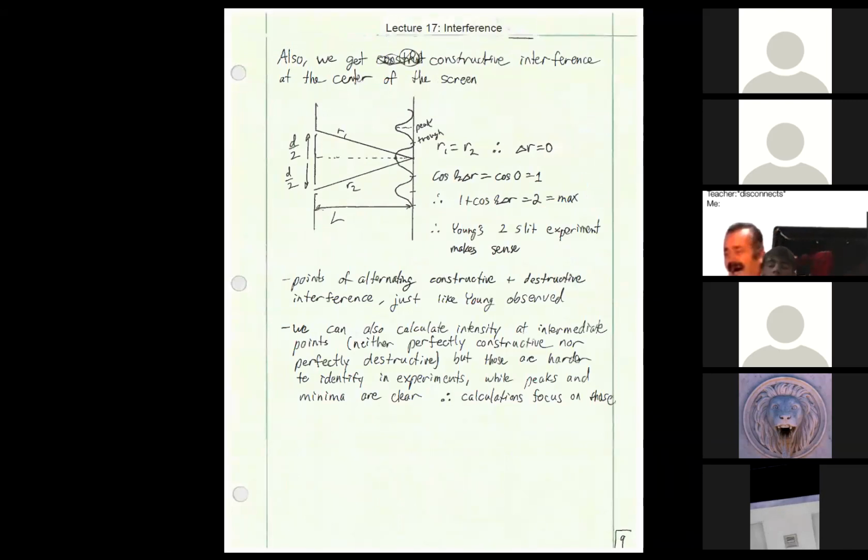Also, just like in the experiment, we are getting constructive interference at the center of the screen. And that matches up with experiment, it matches up with Poisson's spot, and it's something you simply could not have if light was just rays going in straight lines. You wouldn't have that bright spot at the center of the screen.